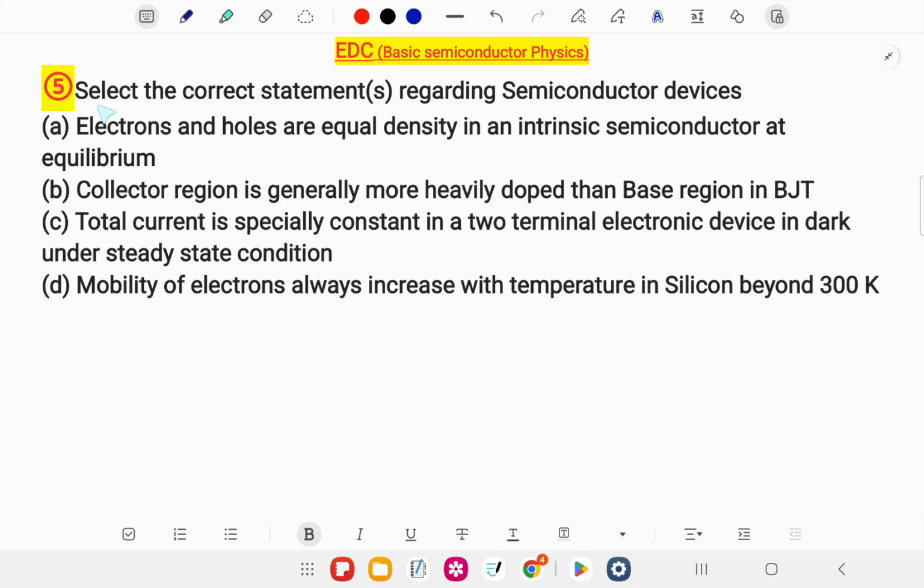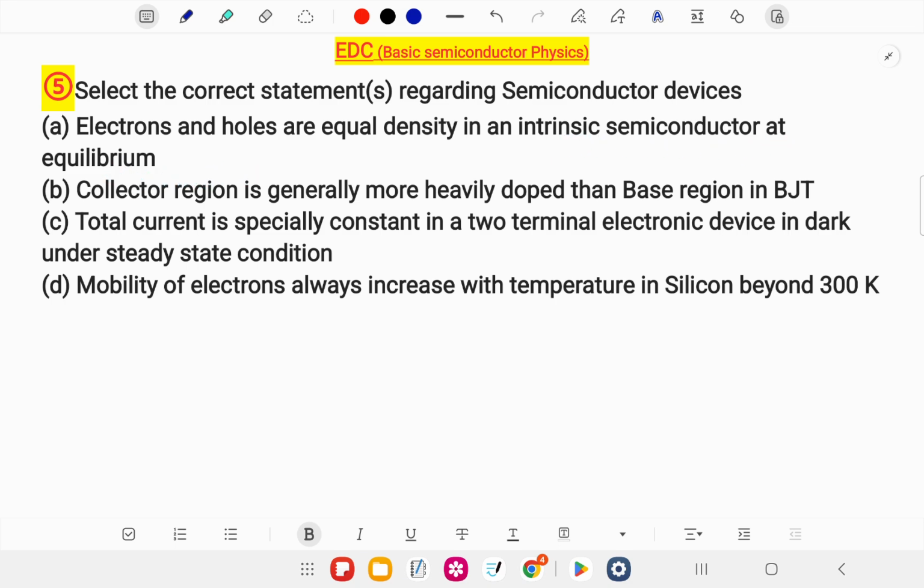Question number 5. Select the correct statement or statements regarding the semiconductor devices. First option A: electrons and holes are equal in density in an intrinsic semiconductor at equilibrium. For this question we will see the options one by one.